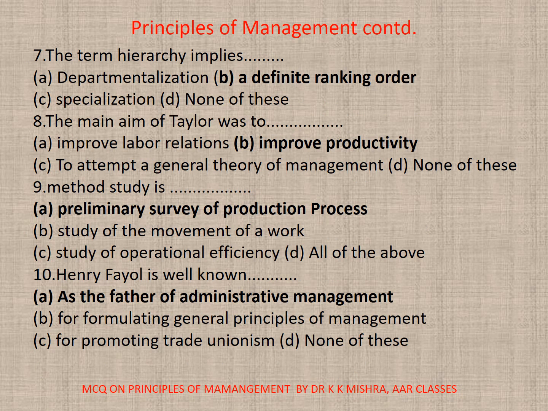Management. Question number 7. The term hierarchy implies A. Departmentalization, B. A definite ranking order, C. Specialization, D. None of these. The correct option is B. A definite ranking order. 8. The main aim of Taylor was to. Correct option is B. Improve productivity.